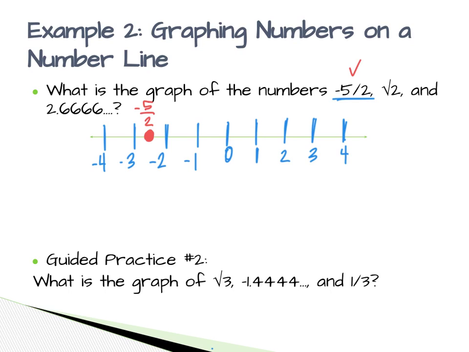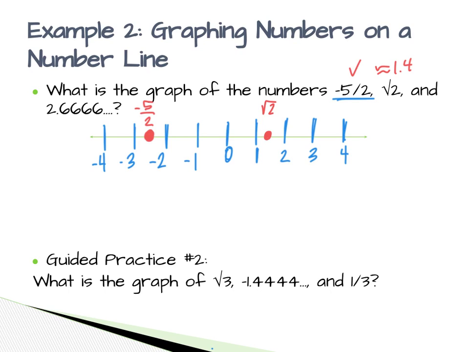Okay, got that one. The square root of 2. Well, the square root of 2 is approximately 1.4. And you just use a calculator for that. I just don't know that off the top of my head. But here's 1, here's 2. 1.4 is going to be a little less than halfway between 1 and 2. So I'm going to put a dot here. We're going to call that the square root of 2.